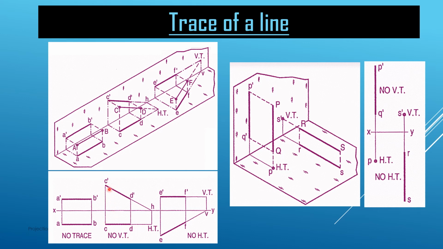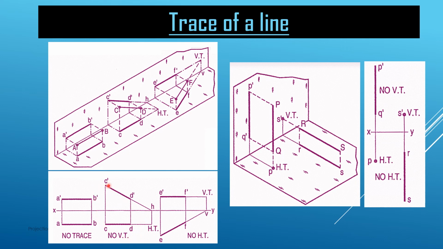In this case, C dash and D dash are the projection on the vertical plane, and CD is on the horizontal plane. So what we do is extend this line C dash D dash, and we see that this line is intersecting the XY line at point H. From H we draw the projectors, and wherever it intersects the CD line, we get the horizontal trace. In three dimensions we can easily visualize it, but to draw on the two-dimensional sheet, this procedure normally has to be followed.